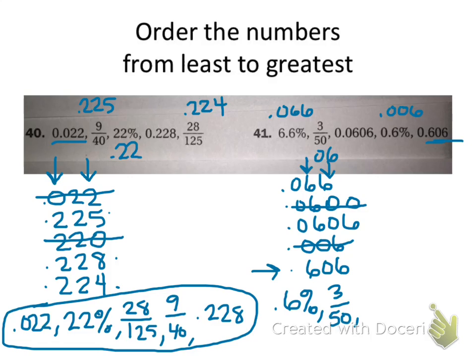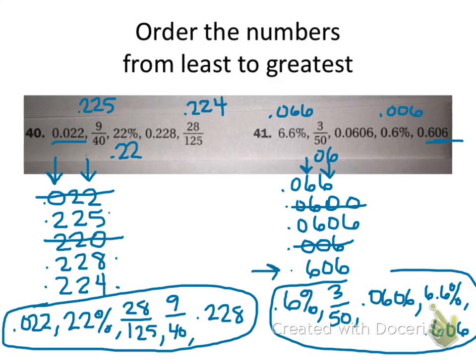Then I have the 0.0606, then the first one, 6.6%, and finally we said that 0.606 was the last one in order. Sorry, I ran out of room there.